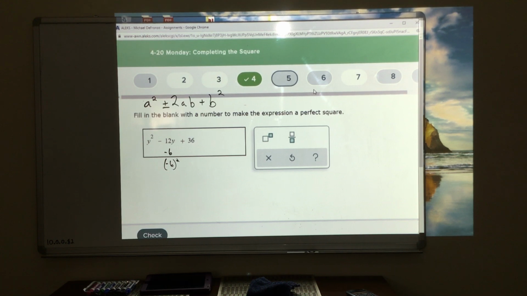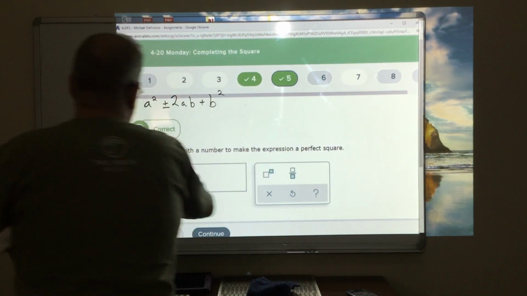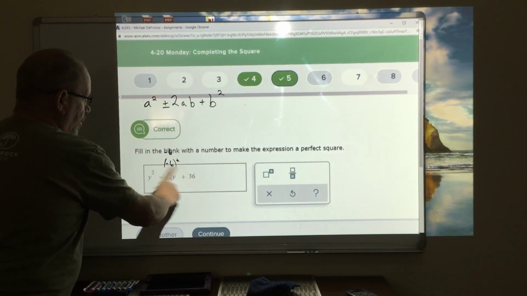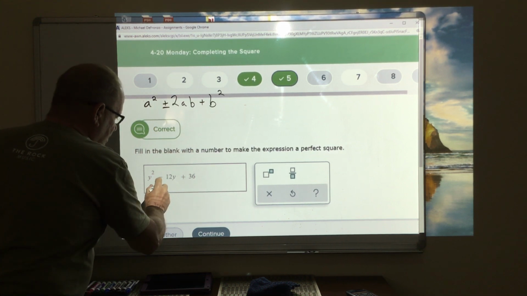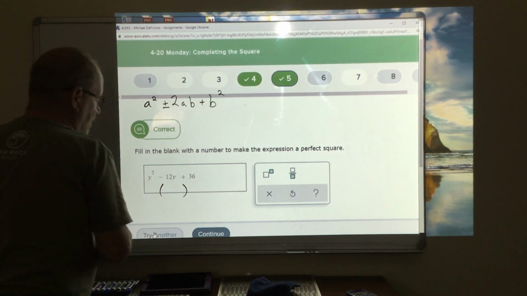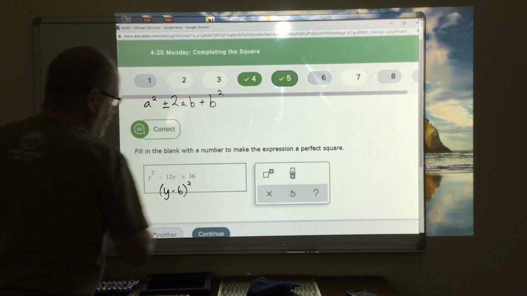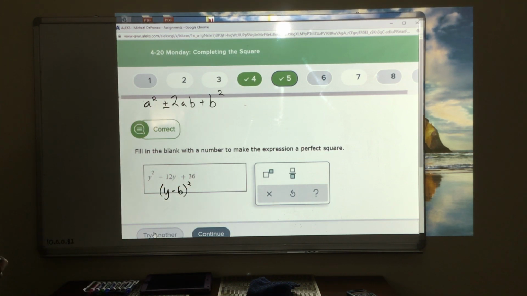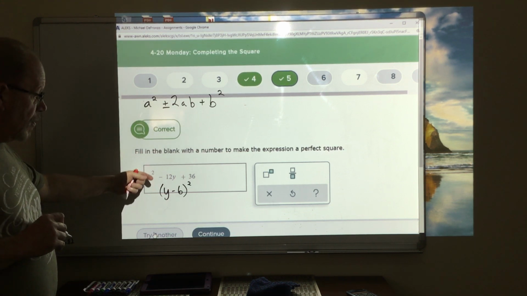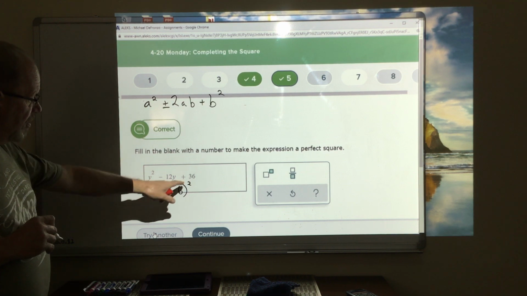And you're going to check. In this case, that negative sign isn't going to matter. But if we were going the next step and actually factoring this, we would get y minus 6 squared. We're going to put a few of them into this assignment where you're actually going to factor it. So pay attention.